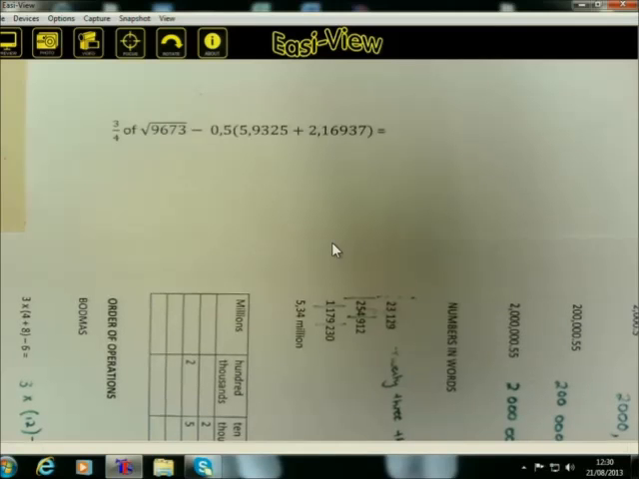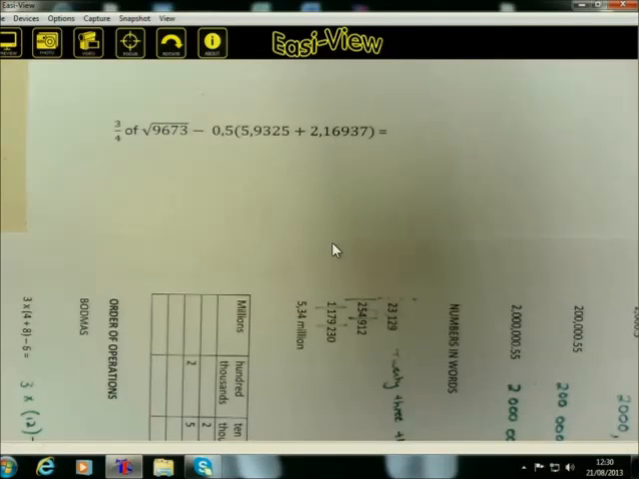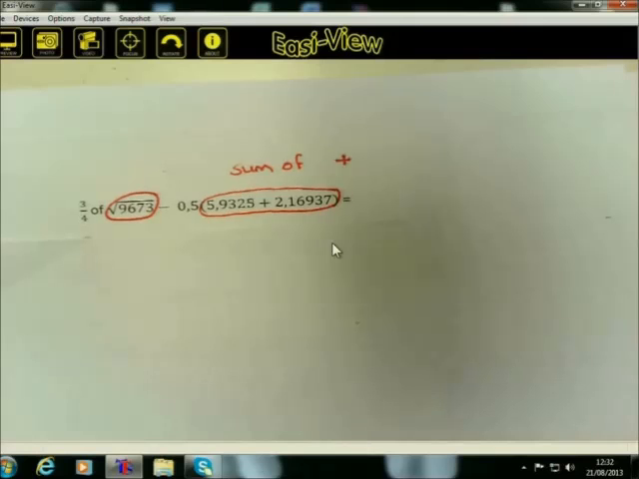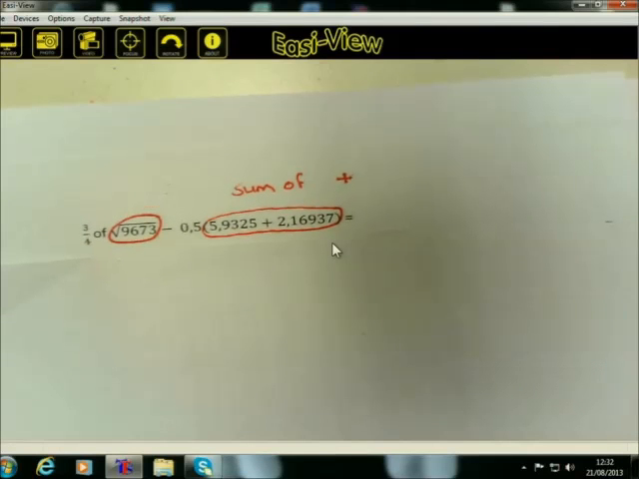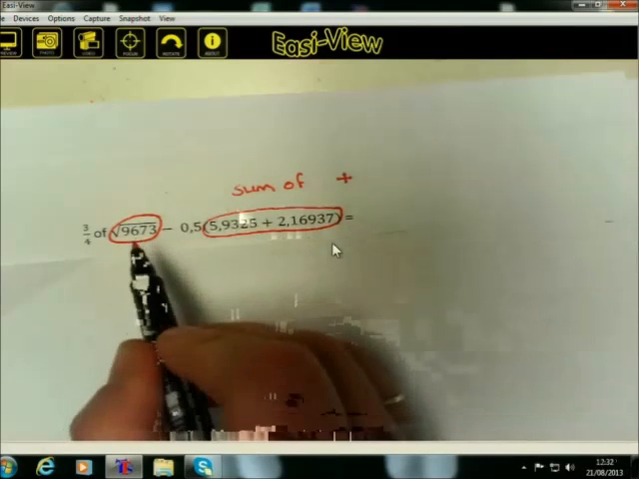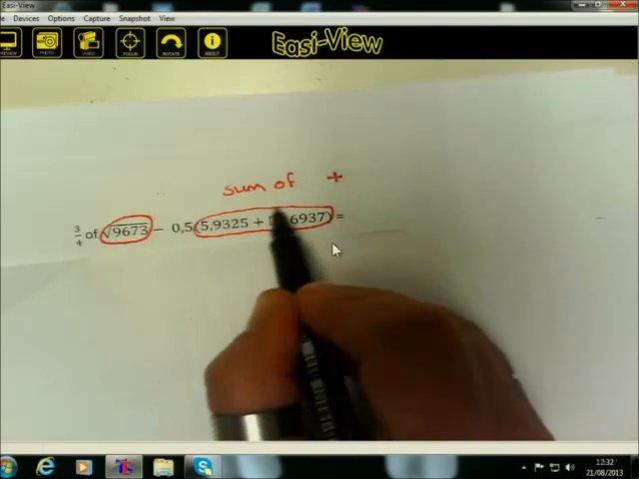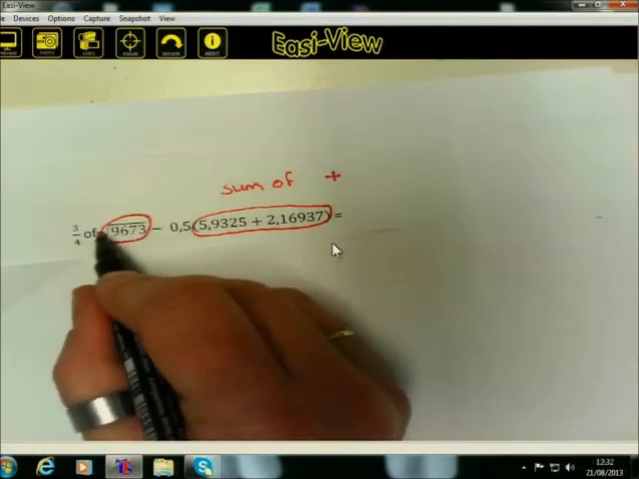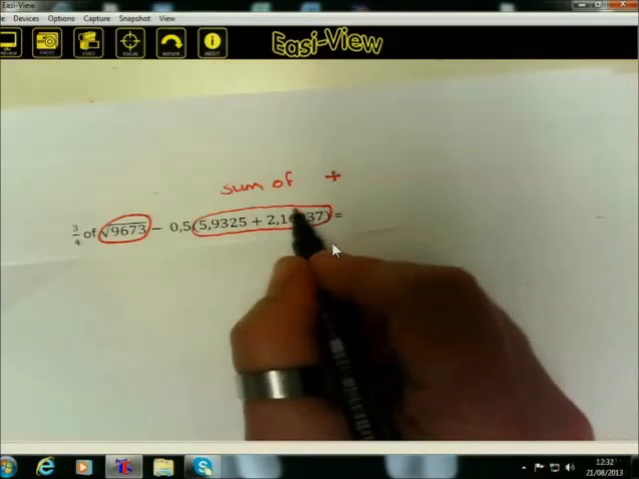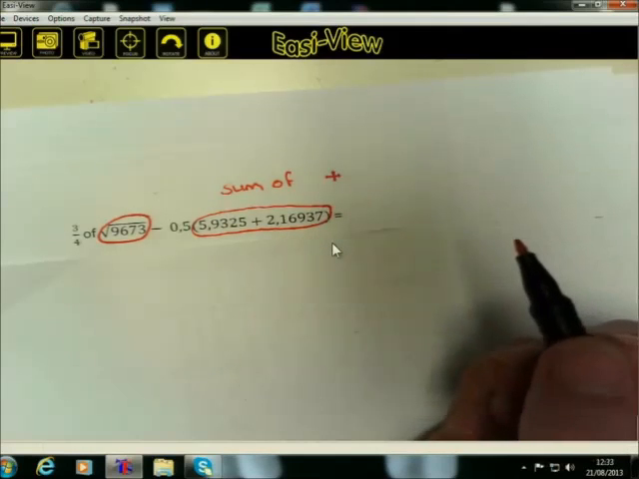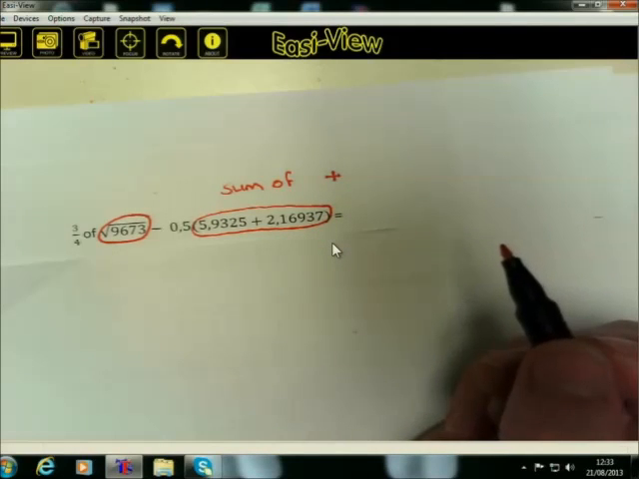This one I found in an old question paper. Let's look at it. You will see that in this sum, I have in fact a square root and a bracket. What you must remember is that the square root is getting the same preference that the bracket is getting, and that we are doing it first.